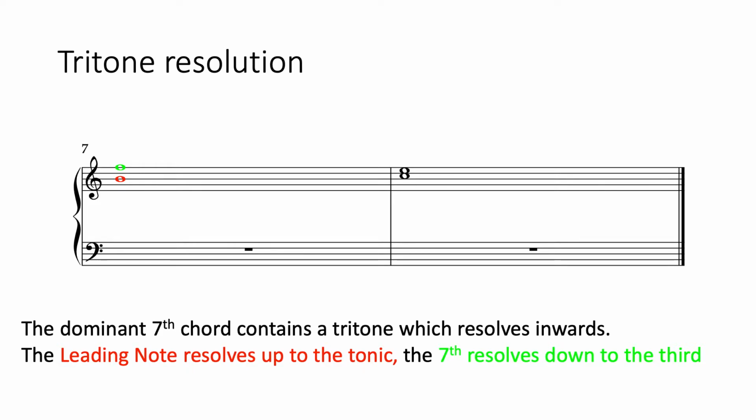So in a dominant seventh chord, in the way it resolves traditionally, it resolves inwards. The leading note resolves up to the tonic. The seventh in the chord resolves down to the third of the tonic chord. So if I just play that within the chord, we've got that inward resolution. The important thing to remember here is that the leading note always resolves up to the tonic, and the seventh in the dominant seventh chord resolves down to the third. That's the way a dominant seventh resolves.